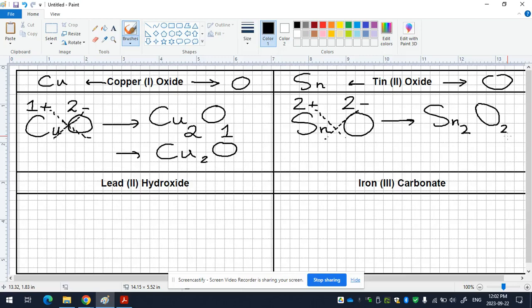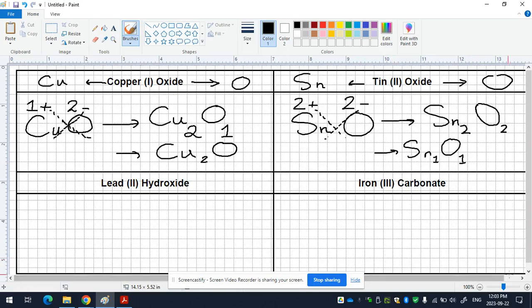So is there a need to put 2 and 2? No. By the way, whenever you have the same number divided by itself, what's 2 divided by 2? 1. So both of them go from 2 to what? To 1 and 1. So technically, it will be Sn1, O1. But what did we say about the 1? It's the only number that you never need to show.